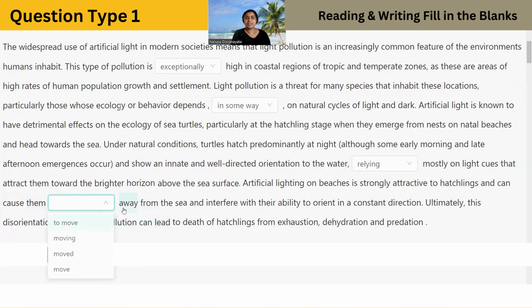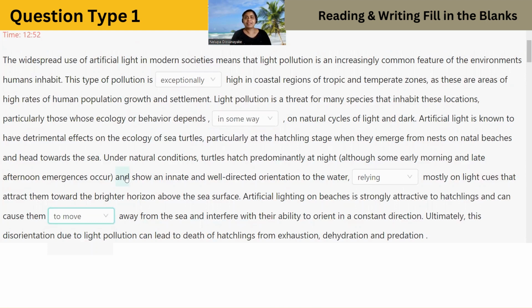That causes something to happen, and then their normal orientation is changed. So what has happened can cause them to move away. We cannot say moving away from the sea, or moved away. Grammatically, the most suitable one is to move away. When a particular sentence doesn't have any blank, do not write that one. This is how you save time in the exam also.